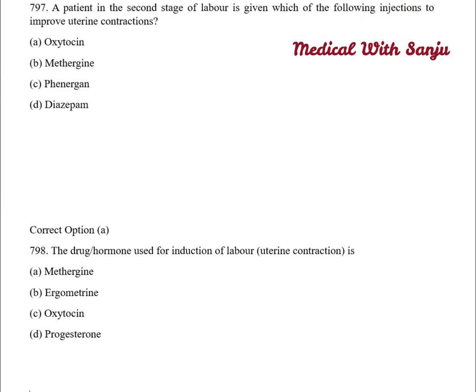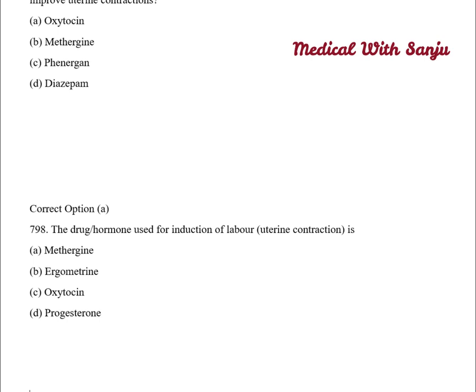Question number 798. The drug or hormone used for induction of labor uterine contraction is: Option A, metharzine. Option B, ergometrin. Option C, oxytocin. Option D, progesterone. You know very well, uterine contraction को लागि induction of labor मा oxytocin दिन्छ. Option C is right answer.